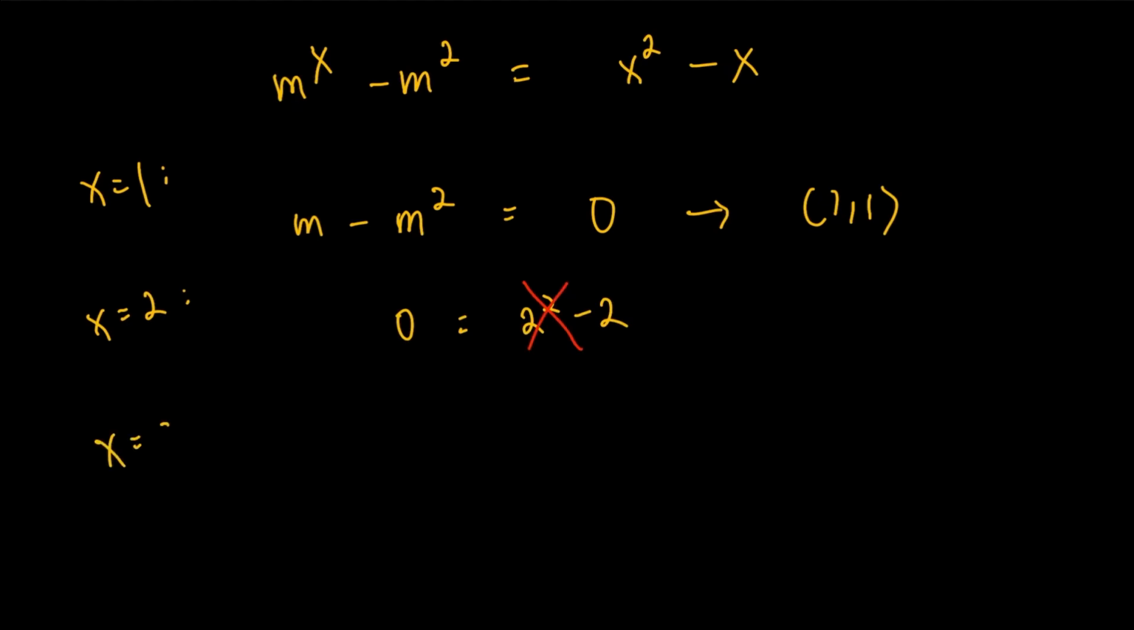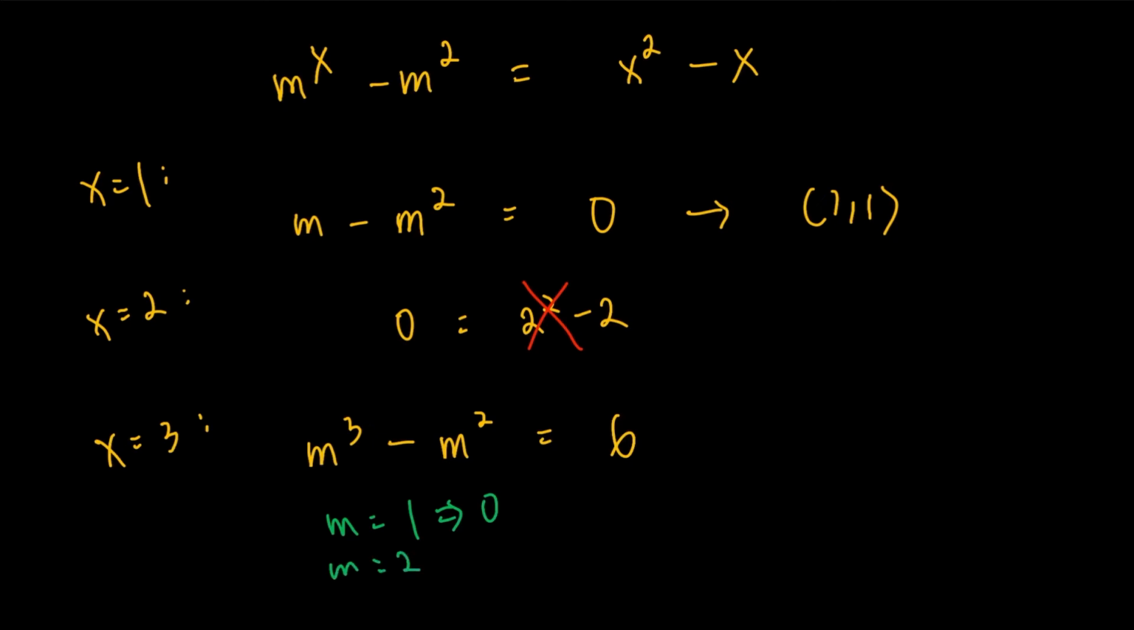If x equals 3, I'll have m cubed minus m squared. That's going to be equal to 6. And well, we could just do some trial and error for m. It's not really a difficult equation to solve. All right. If m is equal to 1, that's going to be 0 here. So that's going to give 0 on the left-hand side.